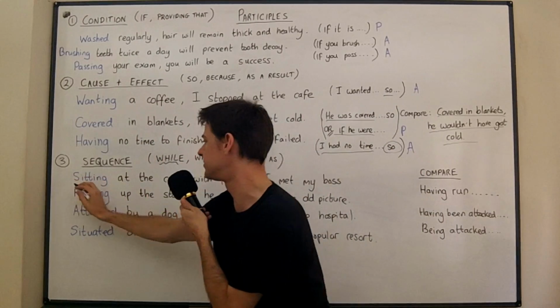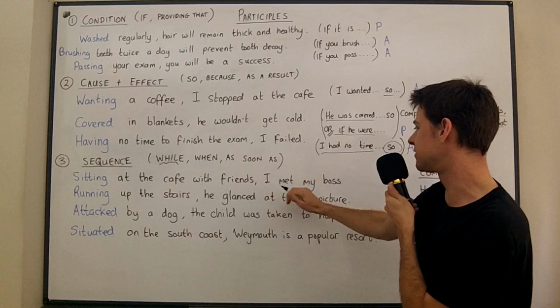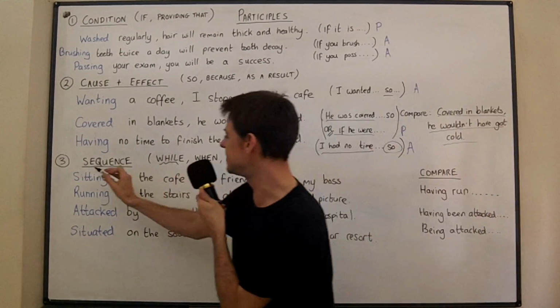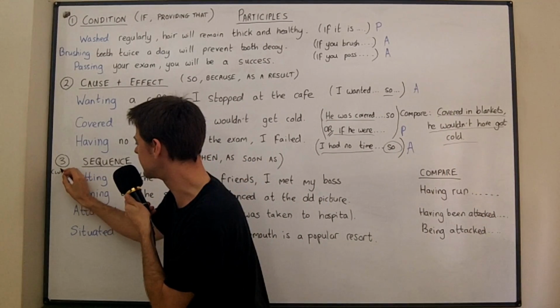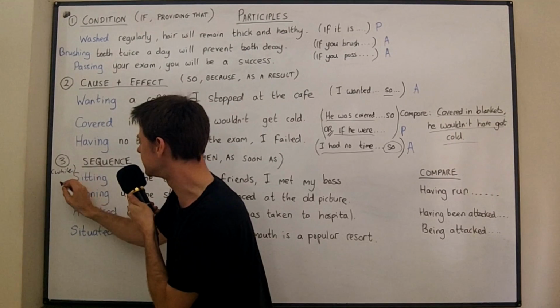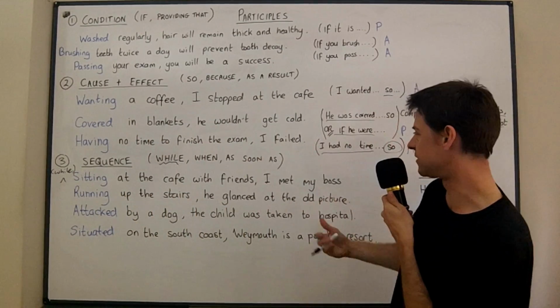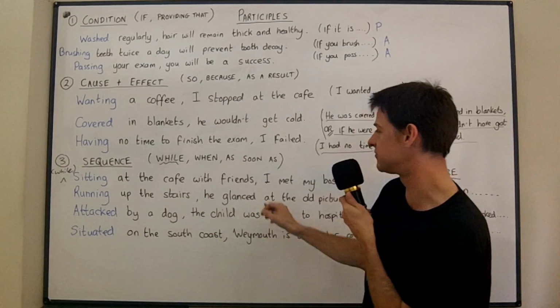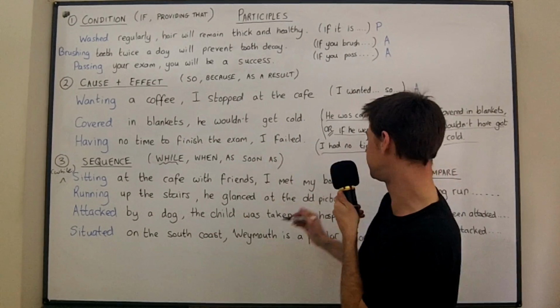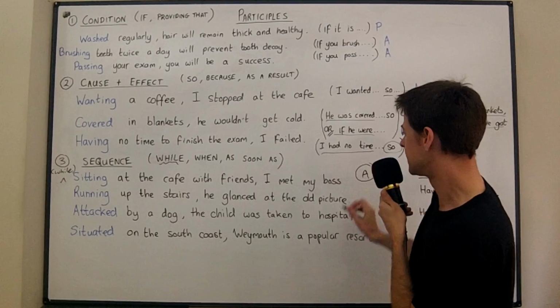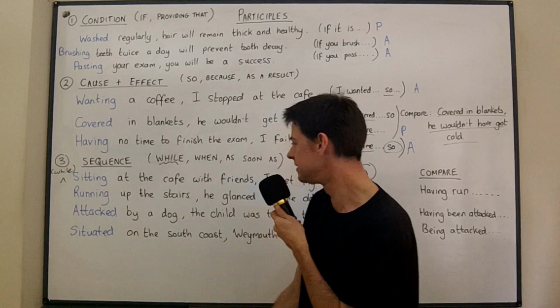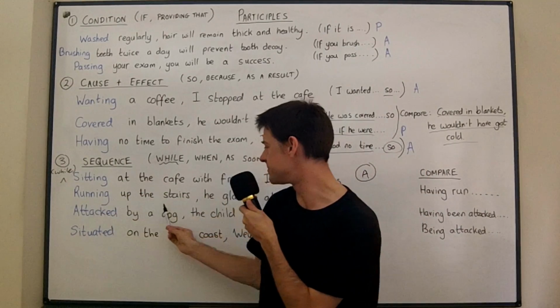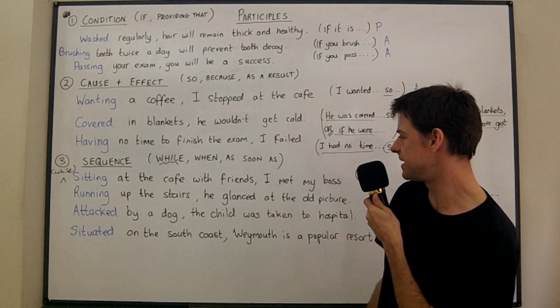So in my first example, sitting at the cafe with friends, I met my boss. This is simultaneous, yeah? This is the same as saying while sitting at the cafe with my friends, I met my boss. But we don't need to put while. We can just say sitting at the cafe with friends, I met my boss. It's I was sitting, it's active. And so we've got to use a present participle. Or we could say running up the stairs, he glanced at the old picture.